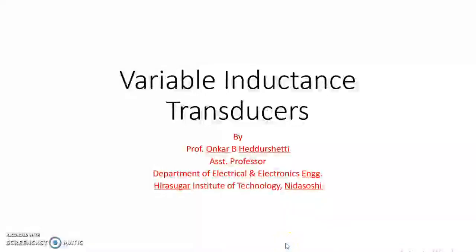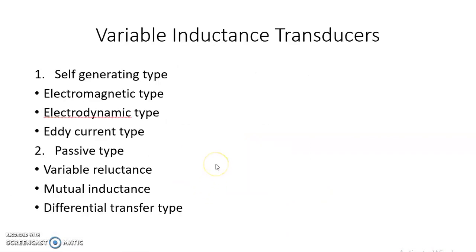Now let us discuss variable inductance transducers. Basically, these variable inductance transducers are used to measure physical quantities like displacement, velocity, acceleration, and so on. These transducers work on the principle that they measure the change in the physical quantity in terms of change in the magnetic characteristics of an electrical circuit.